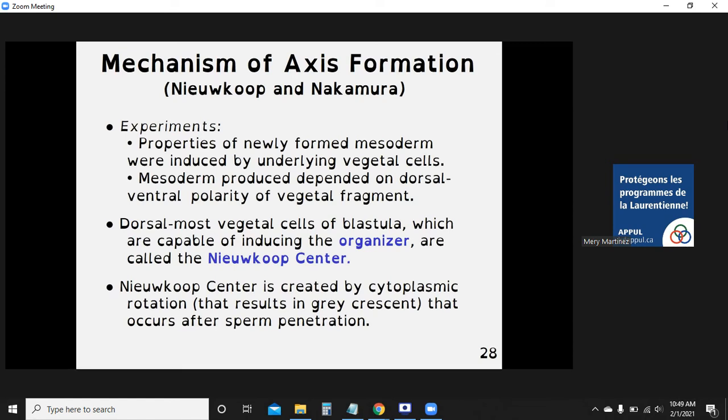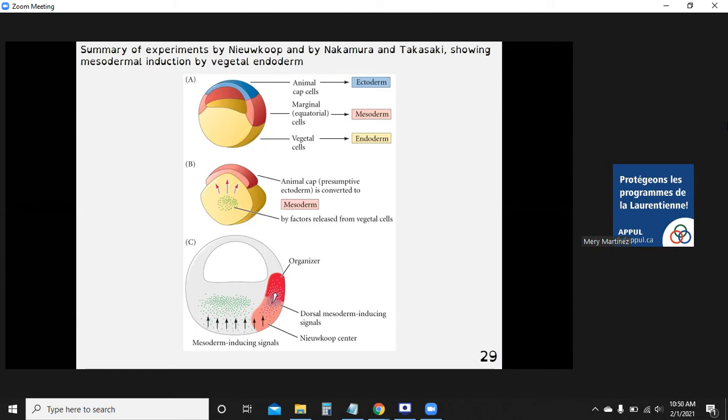We saw it when we saw the cells invaginating and involuting. We saw that the ones that are involuting become the mesoderm, right? So the cells at the equator, where the animal and vegetal hemispheres meet, have the specific properties of the newly formed mesoderm that induce those vegetal cells underlying them. So here we have the experiments that they did. They removed marginal cells, which is presumptive mesoderm.